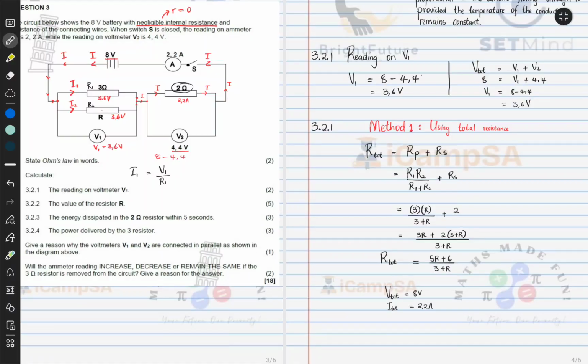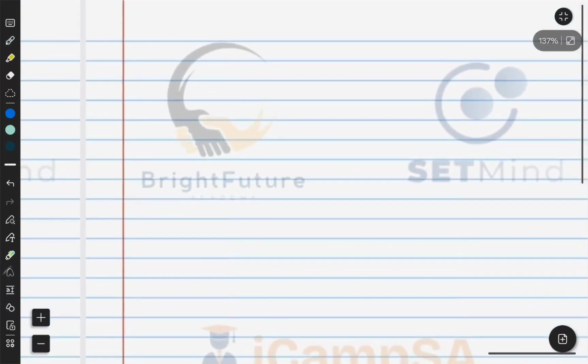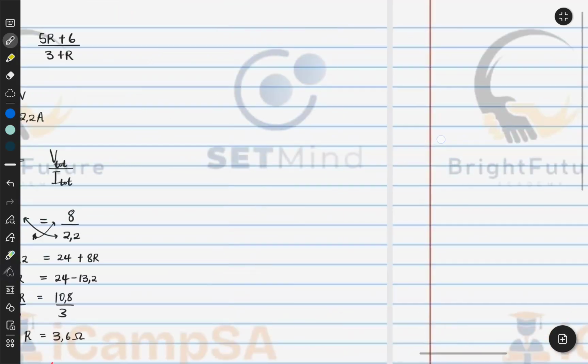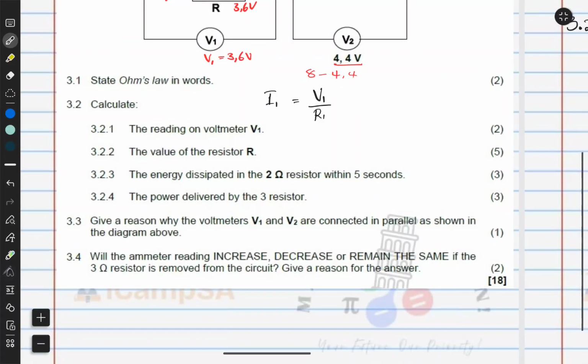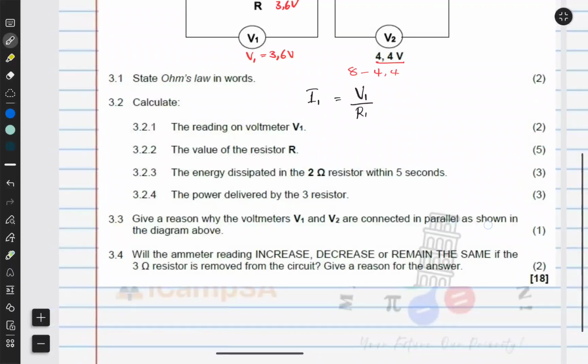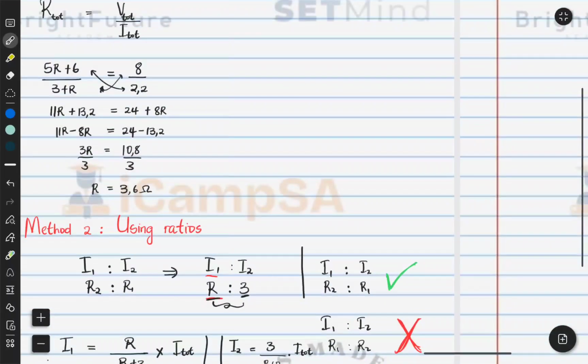Now, the energy dissipated in the 2 ohm resistor within 5 seconds. All right, so we know, remember, energy, what number is this? 3.2.3, okay, yes, 3.2.3.